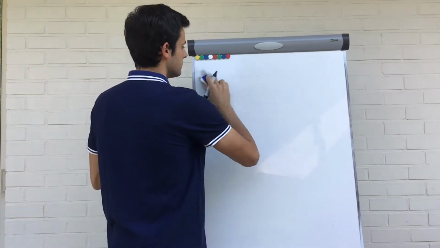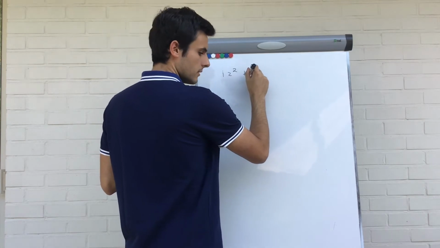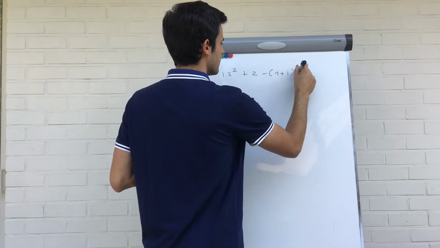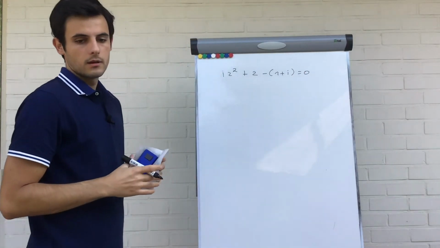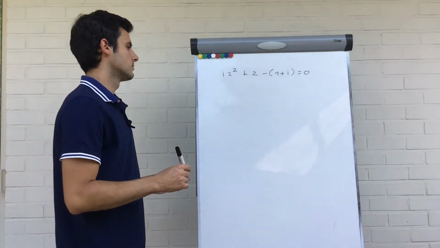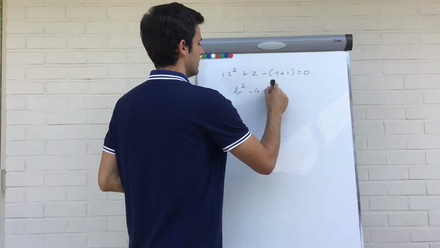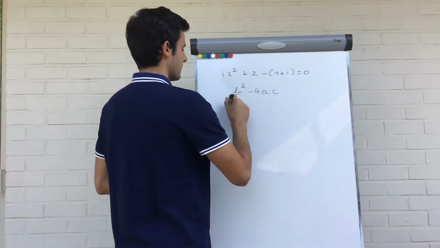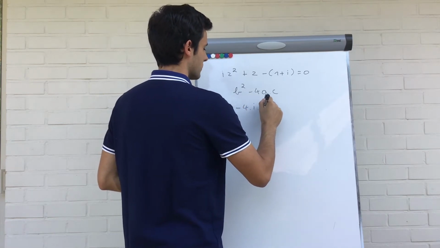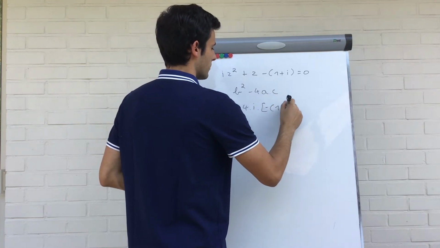We have z^2 + z - 1 + i = 0. I'm going to use the discriminant. So in this exercise I'm going to use the discriminant as well. We have b^2 - 4ac. So we get 1 - 4 multiplied by 1 multiplied by (-1 + i).